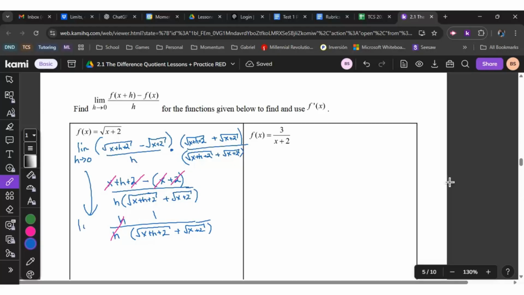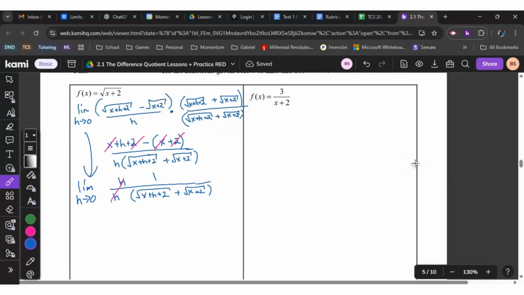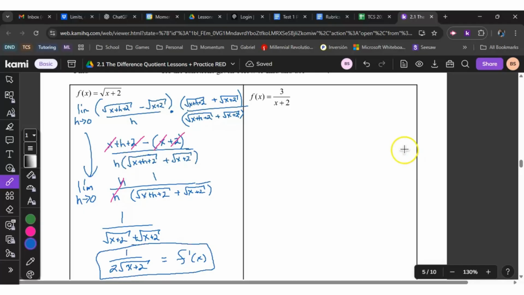And then we insert. Now we can actually do the substitution part. So I plug in 0 and I get 1 over square root of x plus 2 plus the square root of x plus 2. And yes, what did you say it was there, Elias? Sorry. 1 over 2 times the square root of x plus 2. Good. And that is equal to my derivative. Wow. I know, aren't we amazing?